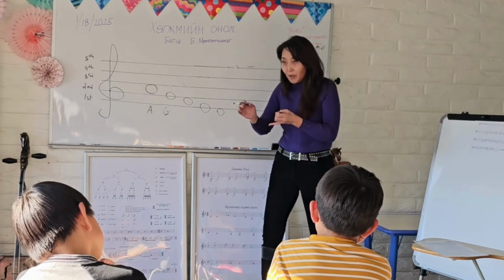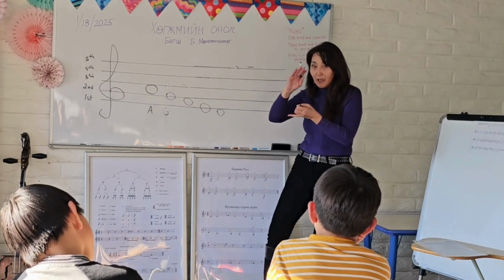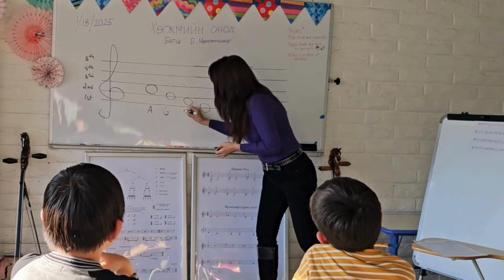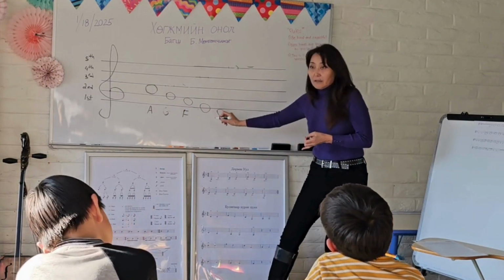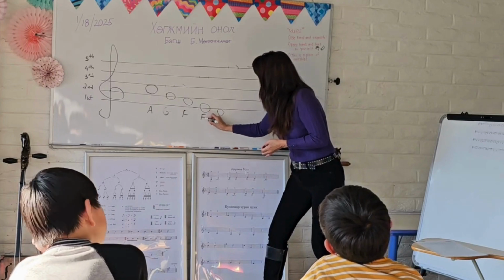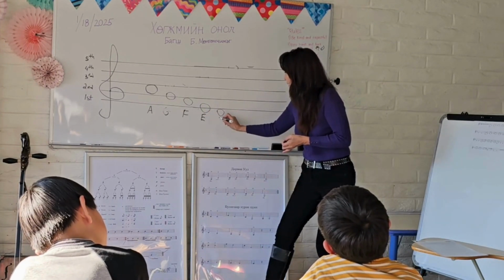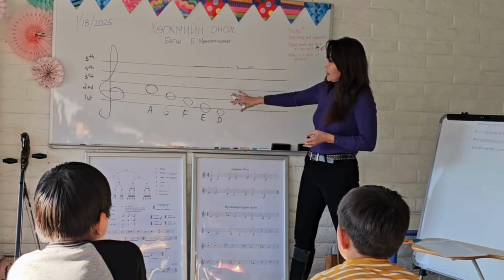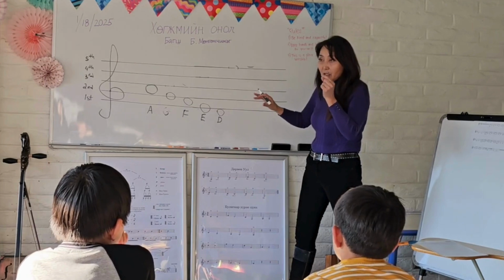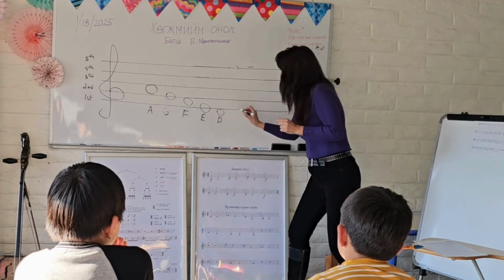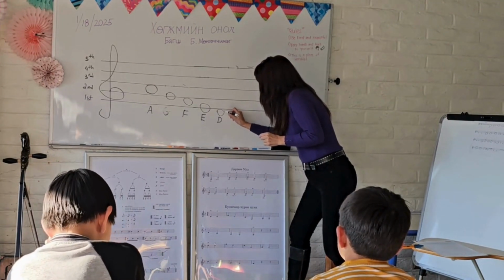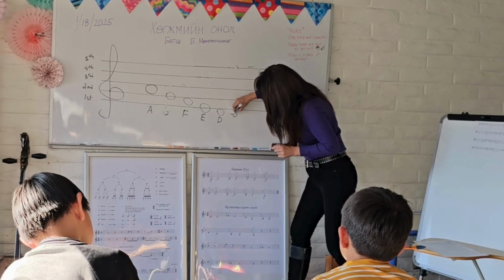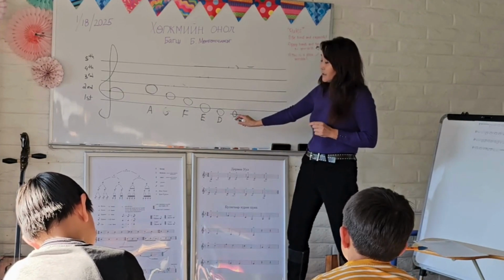Now G, we're going backwards. F, going down. E. D, and now we ran out of the 5 lines. That's when it comes to these little extra lines. So we're going to have the same as D, but we're going to add an extra line here. And what will this be?